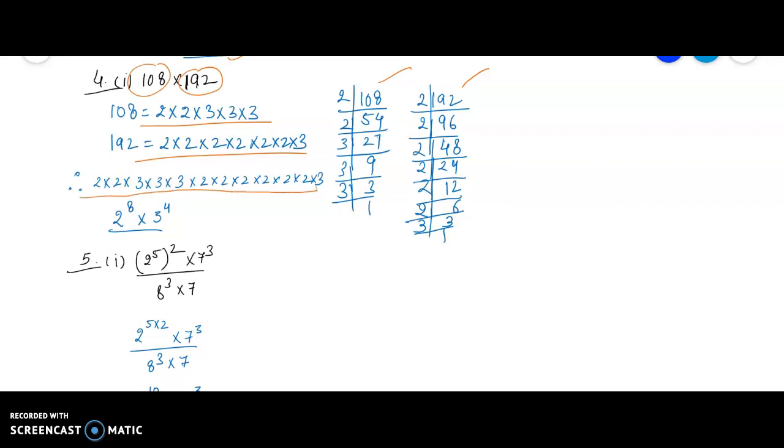Now I'll count that I'm getting 2 and 3 here. So how many times am I getting 2? 1, 2, 3, 4, 5, 6, 7, 8 times. So I'll write 2 raised to the power 8 multiplied by 3 how many times? 1, 2, 3, 4 times. So 3 raised to the power 4, and this is my answer.